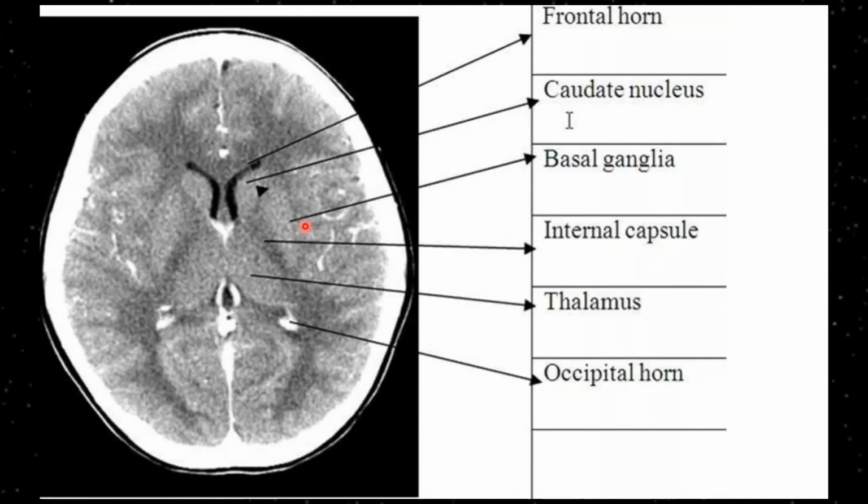Posterior to the internal capsule there is thalamus. You can appreciate the occipital horn of the lateral ventricles. So these structures can be seen on this diagram.